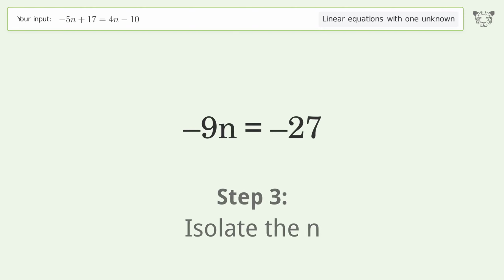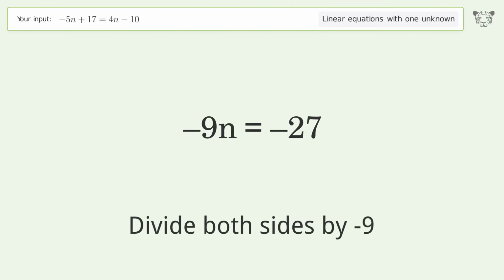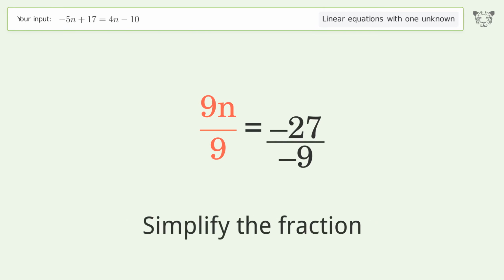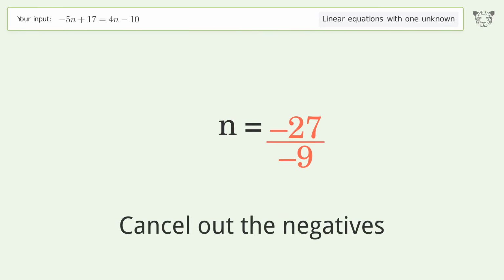Isolate the n. Divide both sides by -9. Cancel out the negatives. Simplify the fraction. Cancel out the negatives.